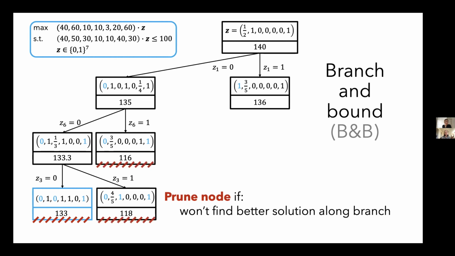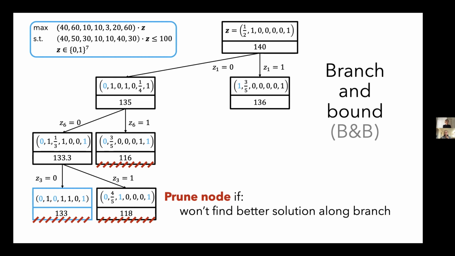And in fact, we can also prune these other two nodes because the LP objective value in the leftmost node, 133, is larger than the LP objective value of the other nodes, 116 and 118. Our goal is maximization, so we know we're not going to find a better integral solution than this leftmost child along either of these two branches.